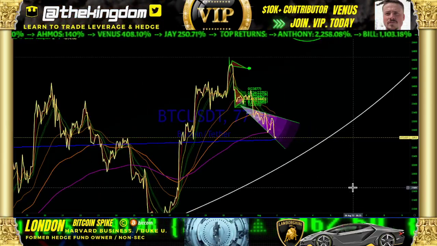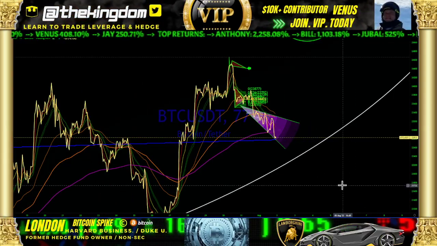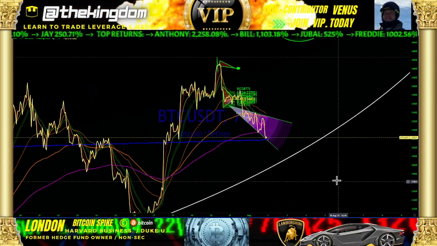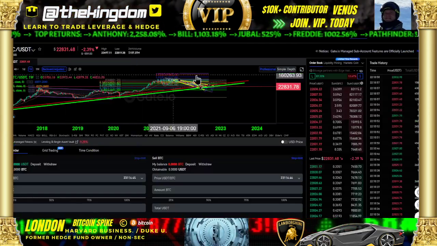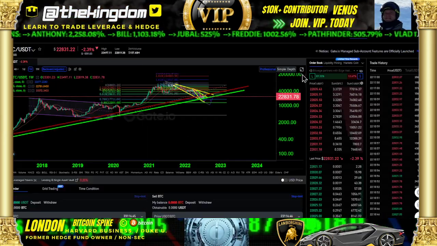Now, in terms of the overall features, let's go through a few more dynamics, guys, and very important. Let's look at this on the logarithmic chart.